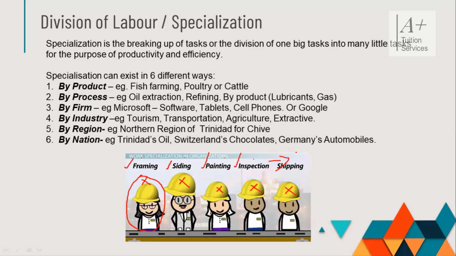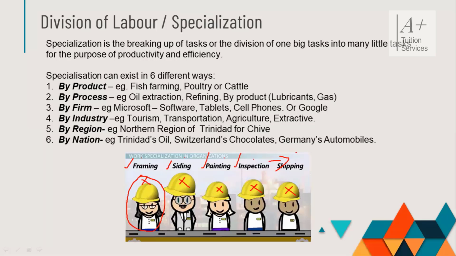But if Mary had a team of people doing different things, so there's one product. Mary frames, Tom sides, Suzanne paints, Jeffrey inspects, and then Jeremy ships. Then we have a full team doing one product. Everybody specialized in their own thing, and the task is done faster.